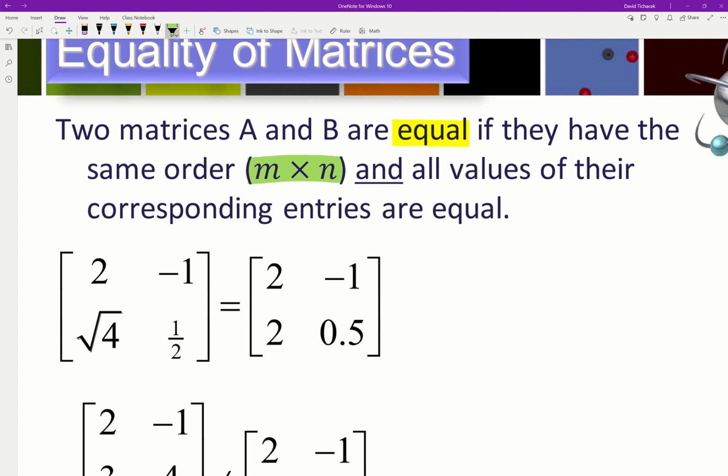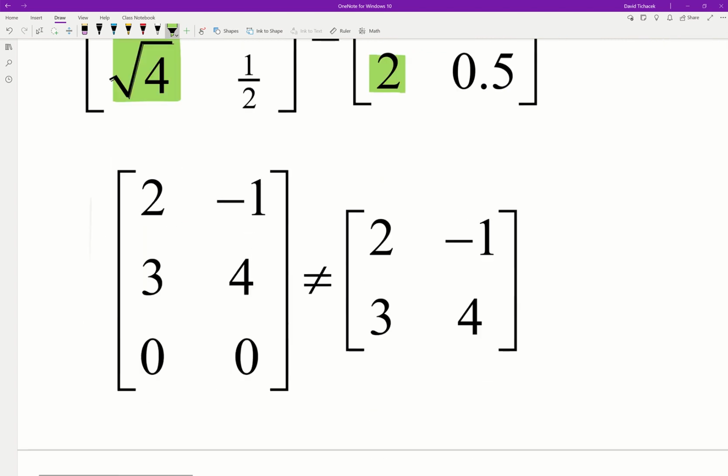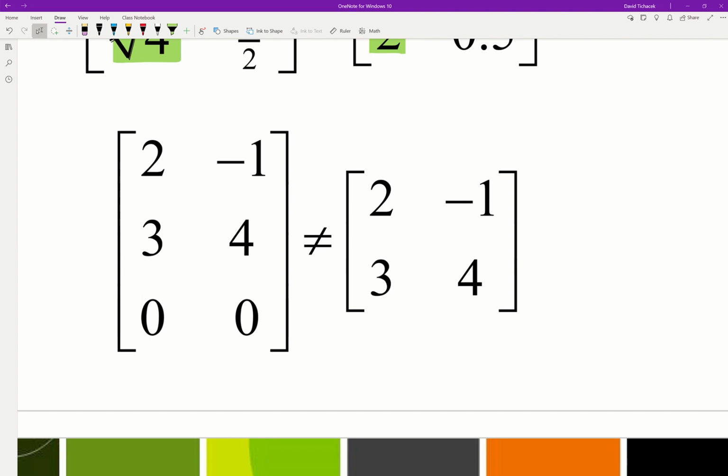It just means that every single corresponding entry of both matrices is going to be equal to each other in value. You can see that down here where I have the square root of 4 being in the same entry as the number 2. Those have the same value, so we have a green light here. Same thing with 1/2 having the same value as 0.5. That checks out.